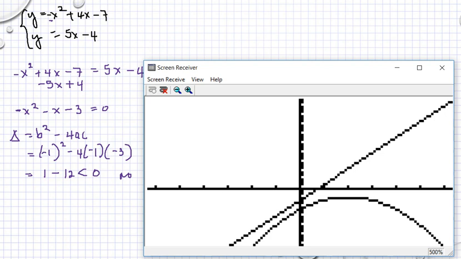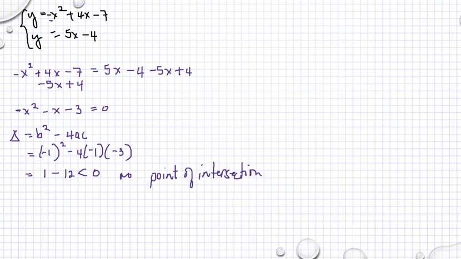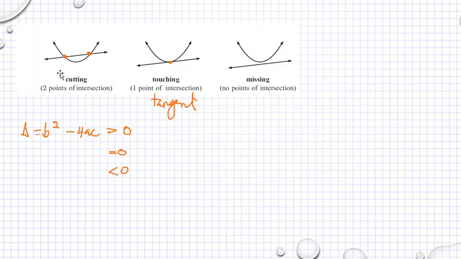So like what I said from the start, there are 3 ways: cutting, that means 2 points of intersection as in our first example; touching, or we call it tangent, 1 point of intersection; and missing, no point of intersection.